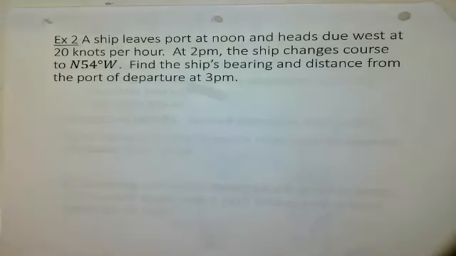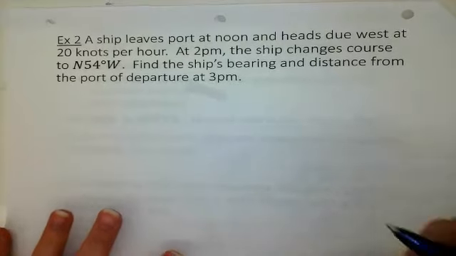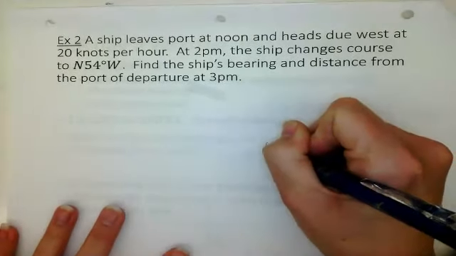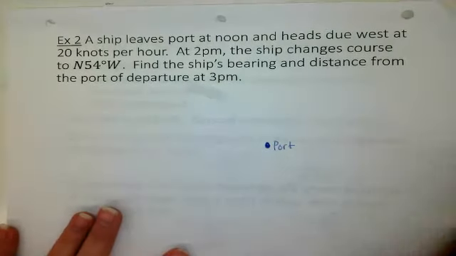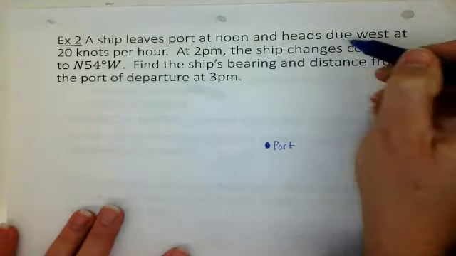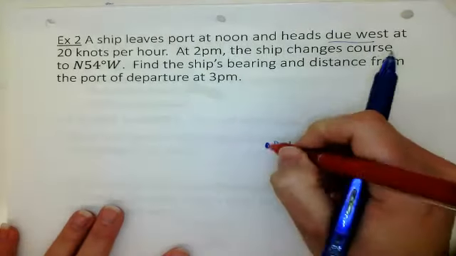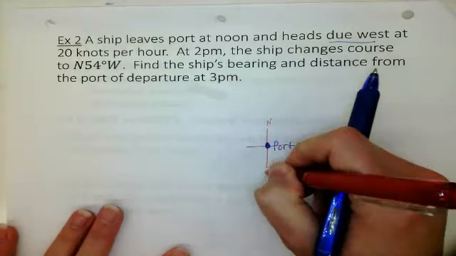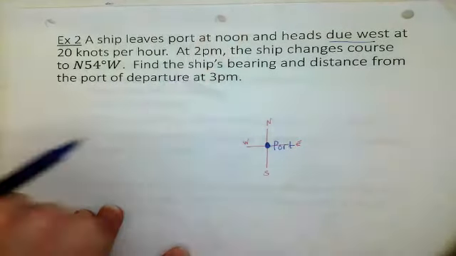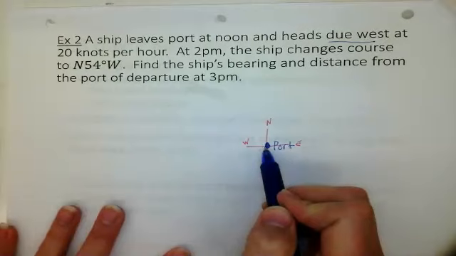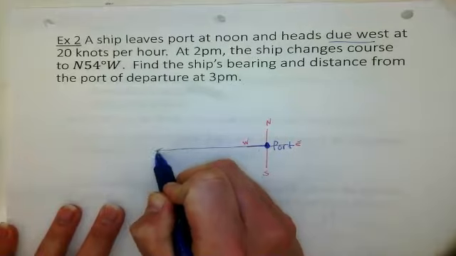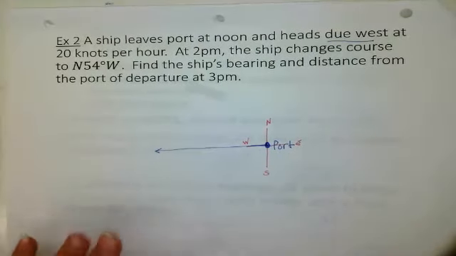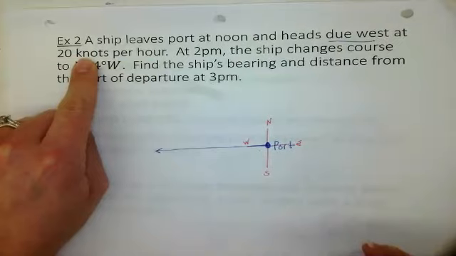So again, I really need a really good picture. So we're going to use as much space as we need here. A ship leaves port. So here is the port. He leaves port at noon and heads due west. So if I'm drawing in my little navigation here, north, south, east, west, then the ship is traveling due west, at 20 knots per hour, 20 nautical miles per hour.